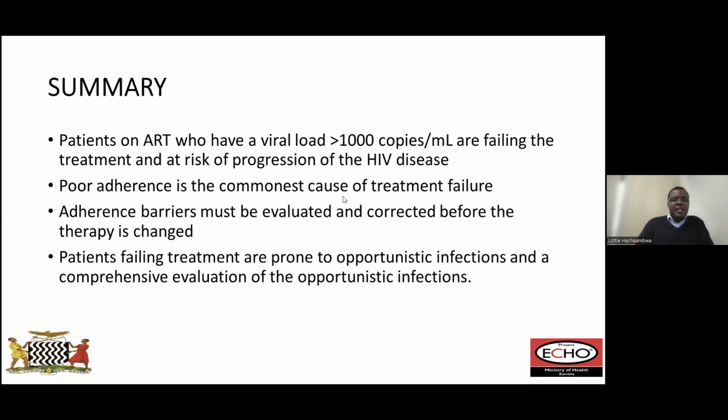So adherence barriers must be evaluated and corrected before therapy is changed, with the exception of seriously ill individuals who require expediting of the switch so that they don't die. And then patients who are failing treatment are prone to opportunistic infections, and a comprehensive evaluation of OI should be done. This is part of what's in the advanced HIV treatment package.